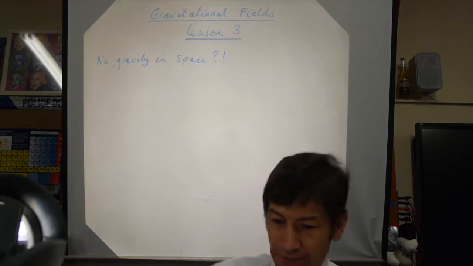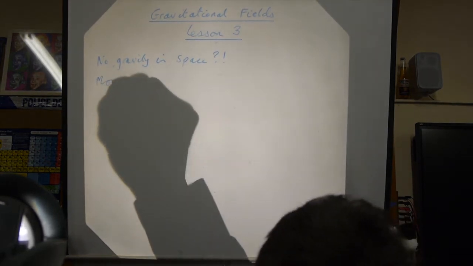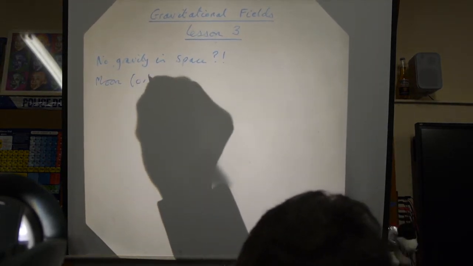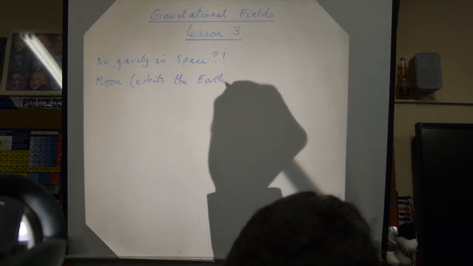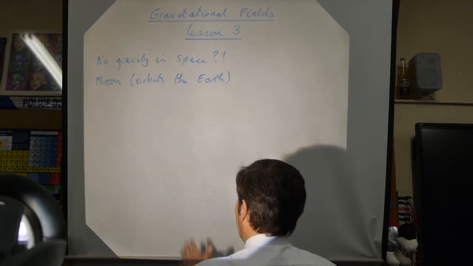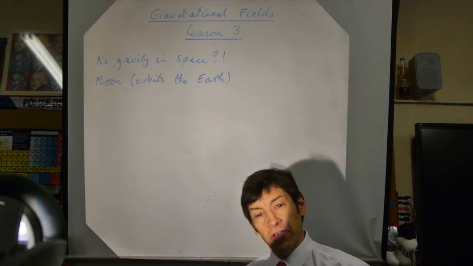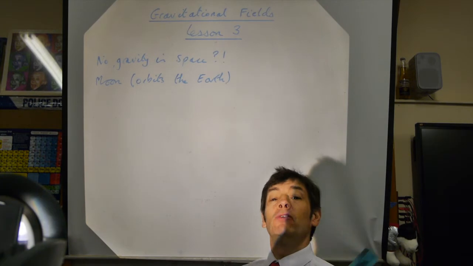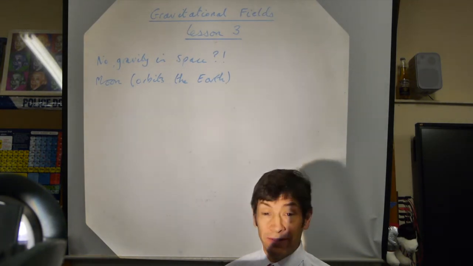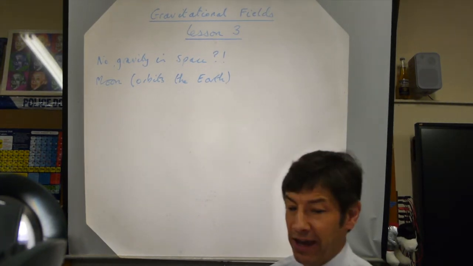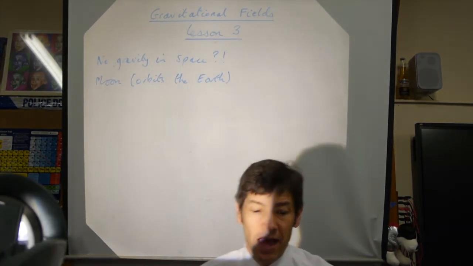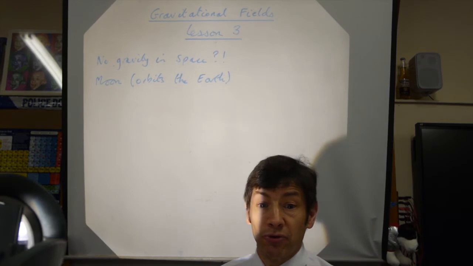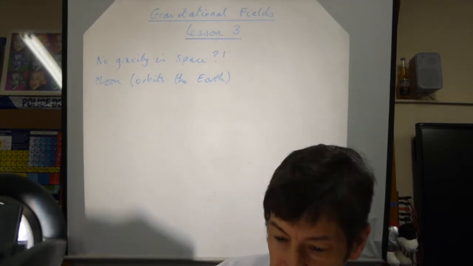How about this then? What about the moon? It orbits the Earth. So how would the moon manage to orbit the Earth? How would it be kind of held in around the Earth if there was no gravity in space? Okay, so let's have a look at this silly statement. You know something from my previous work about the radial field.